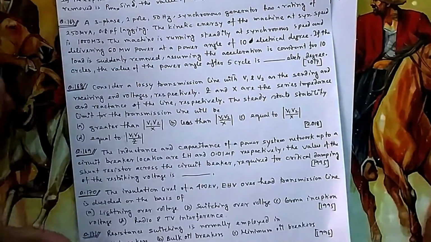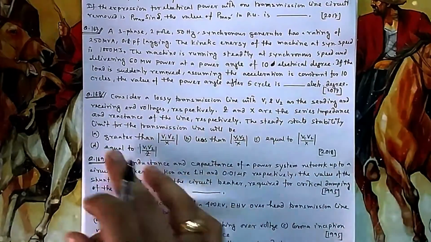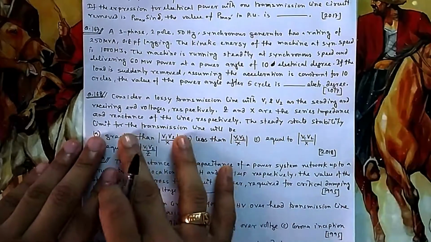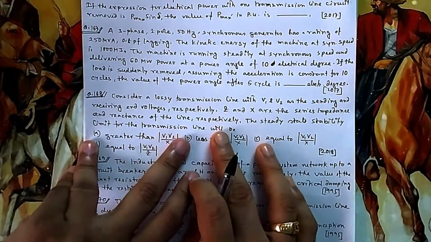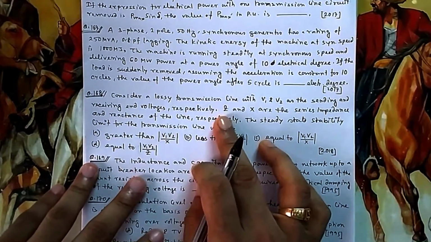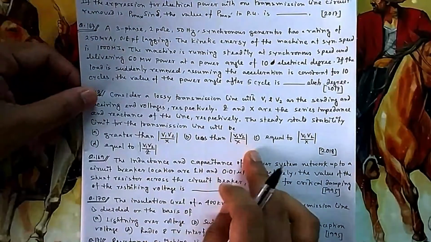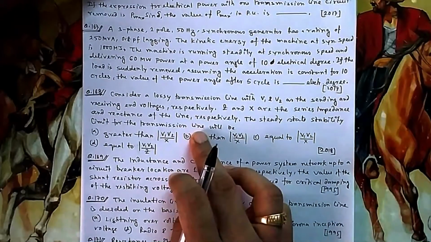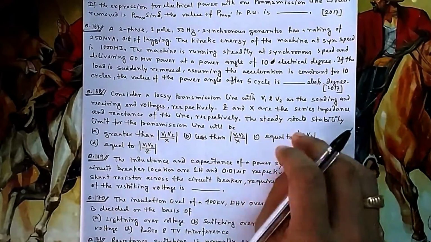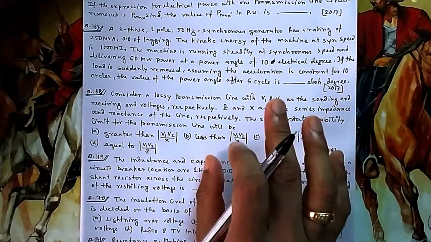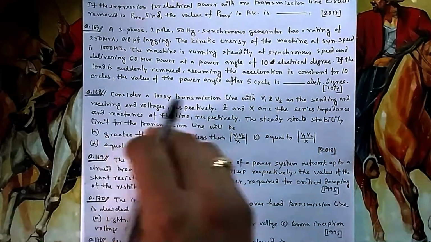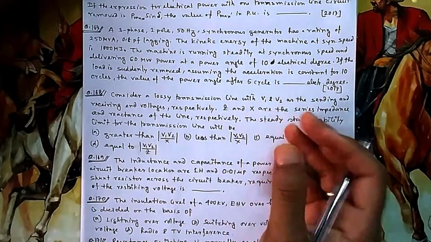That is your answer. Now if you come to 168, consider a lossy transmission line with V1, V2 as the sending end and receiving end voltages respectively. Z and X are the series impedance and reactance of the line. This is the steady state stability limit of the transmission. If there is no R, then what is your steady state stability limit? That is V1 V2 by X. What is steady state stability limit? That is the maximum power that you can transfer through the transmission line, from this bus to this bus.